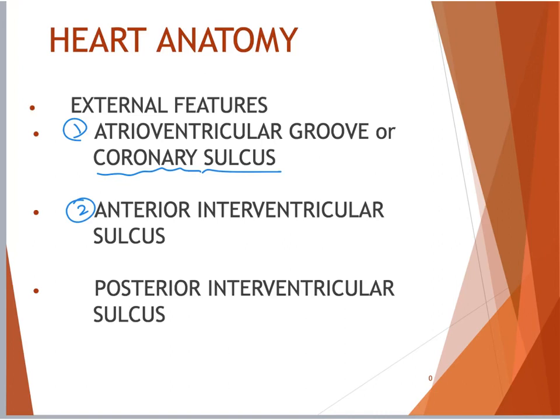The next one we're going to note is the anterior interventricular sulcus. So this name sort of tells us where we find it. Anterior is on the front, interventricular between the ventricles, and sulcus means groove. So this is a groove on the anterior surface of the heart running between the ventricles. Our third is sort of the opposite of that one. The posterior interventricular sulcus is a groove on the posterior aspect of the heart between the ventricles.